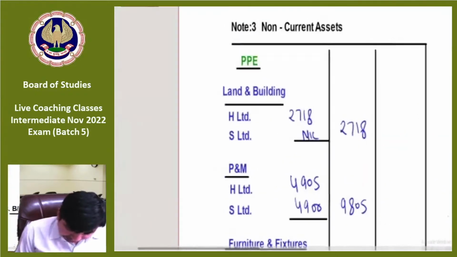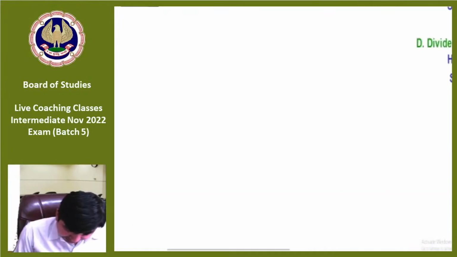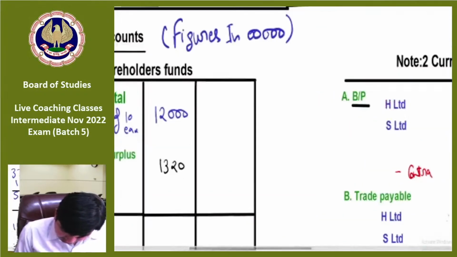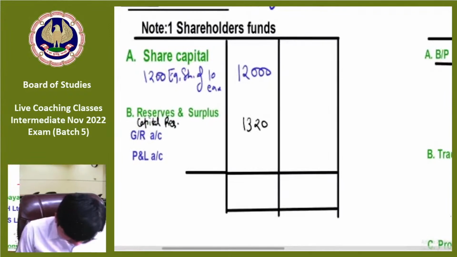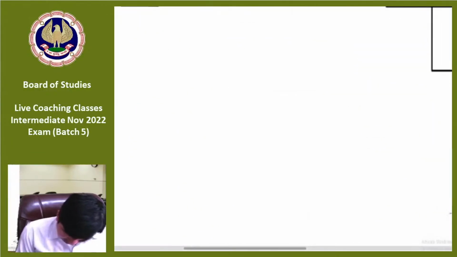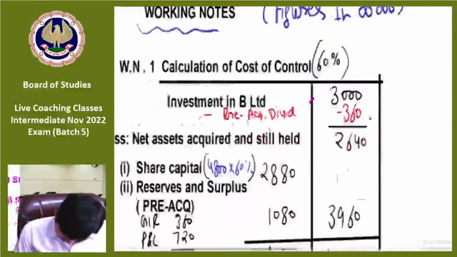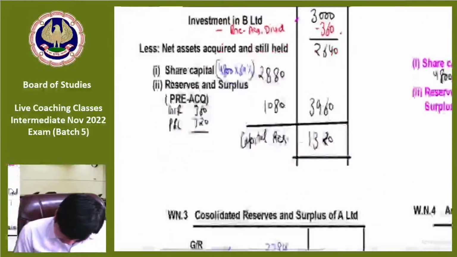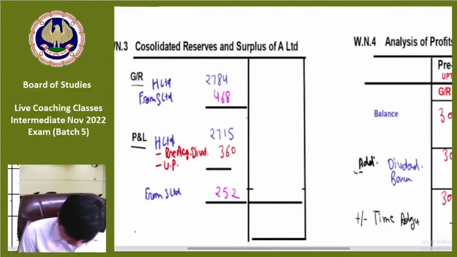And after that, the corresponding effect must be given in the reserve and surplus also. So we have reserve and surplus in the consolidated profit and loss. We have working here, so please adjust there. This is the figure, this is 20, which needs to be adjusted. Now, what is the final figure of this?